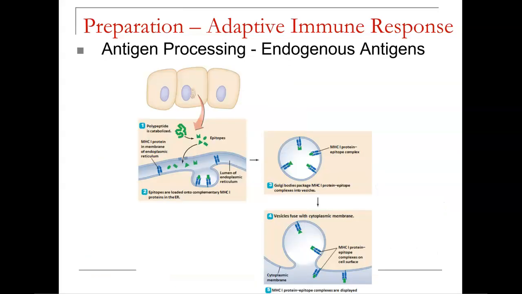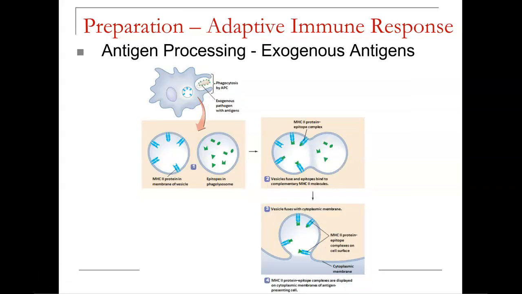Now with antigen processing, the antigen must be processed before the MHC proteins can display these epitopes. There's 2 types of antigen processing. You have processing of endogenous antigens. These are going to be the polypeptides that are going to be catabolized internally, resulting in a peptide epitope, which is going to bind to the MHC class 1 molecule. From there, it's going to be exported to the cell membrane of the nucleated cell.